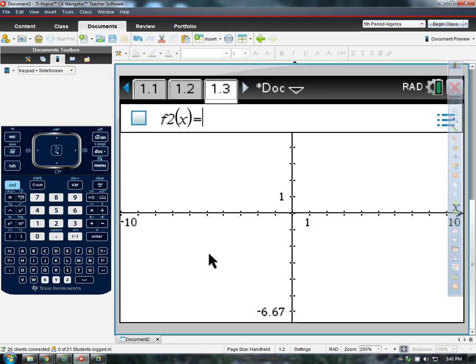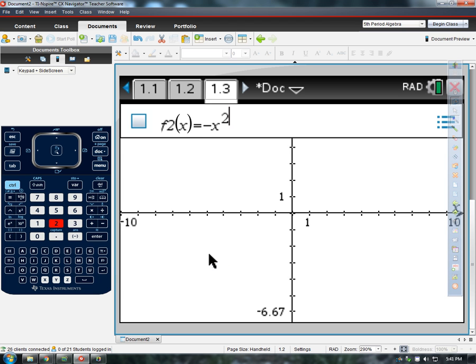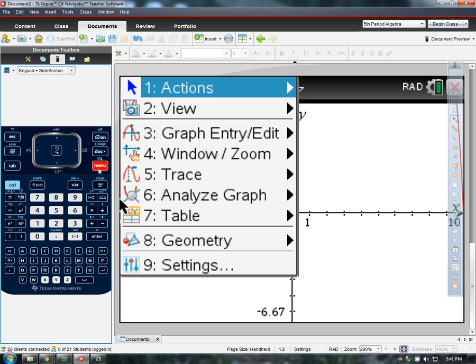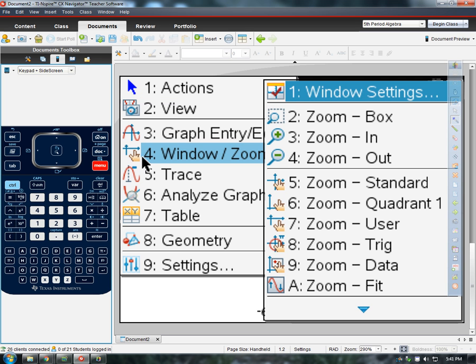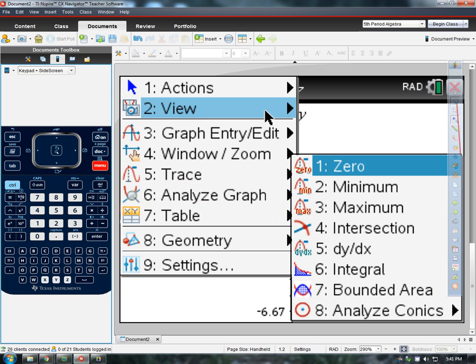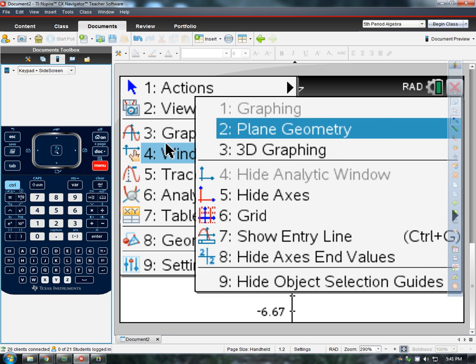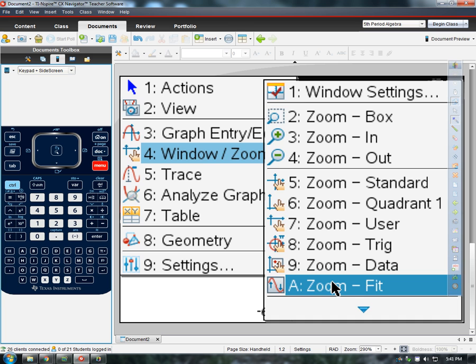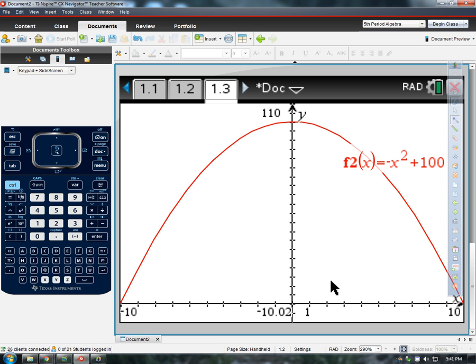So I'm going to do our negative x squared plus 100. Oh my gosh, I can't see anything. Well, here's how we can fix that. We can go to Menu, Zoom. We want our stuff to fit. So if you go to Zoom Fit, now I can see my whole parabola.